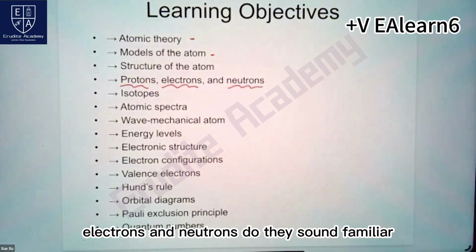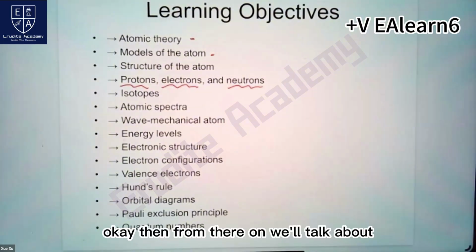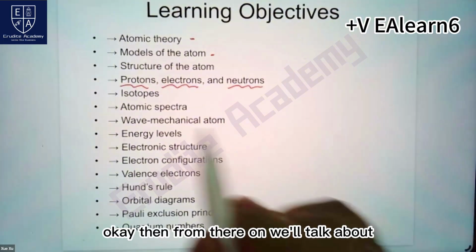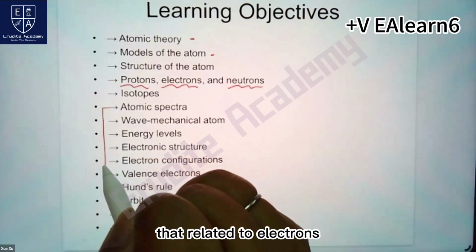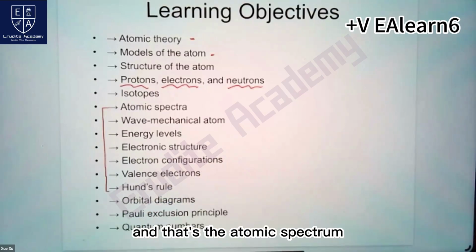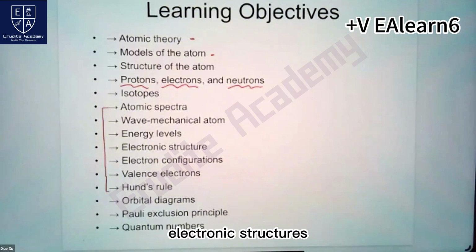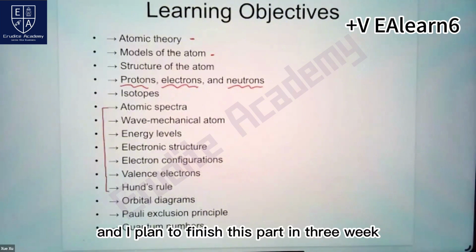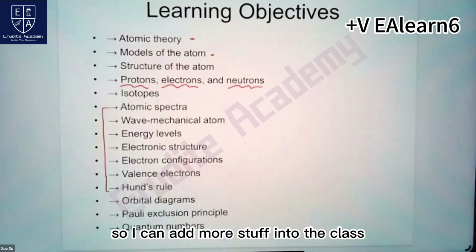Do they sound familiar? You've heard those terms before, right? Okay, then from there on, there is a main part that relates to electrons, which could be a bit complicated, and that's the atomic spectrum, using the atomic spectrum to figure out the electron configurations, electronic structures. I plan to finish this part in 3 weeks, but if we're doing things perfectly fine, we can move forward so I can add more stuff into the class.